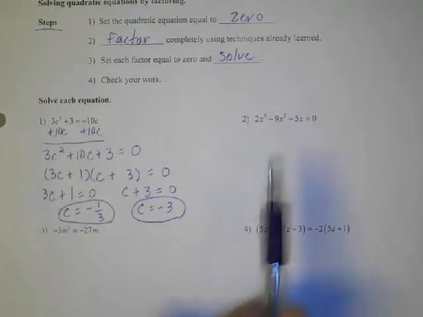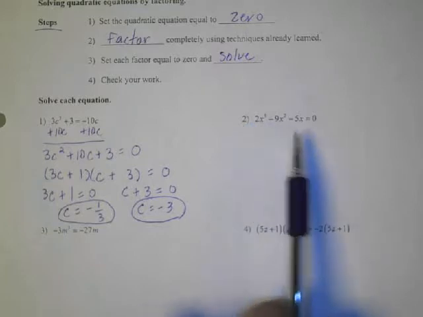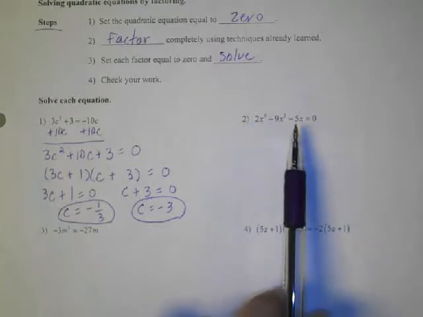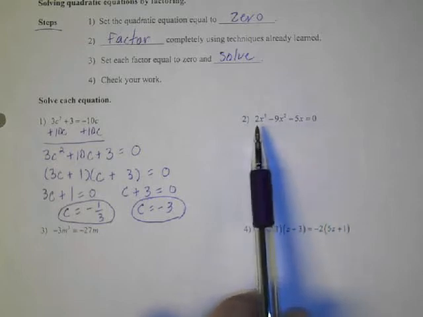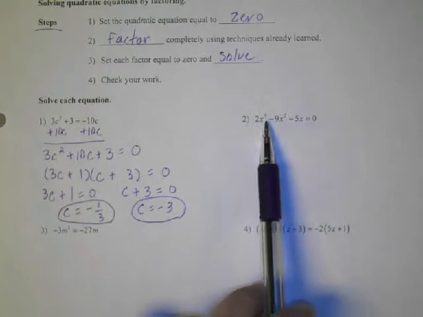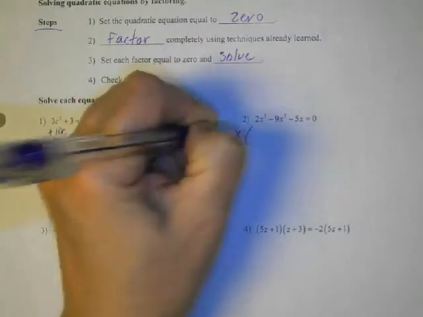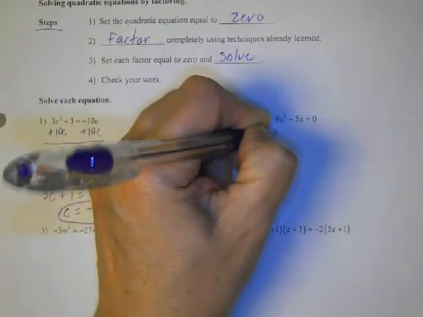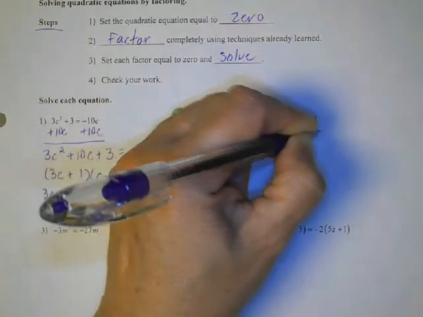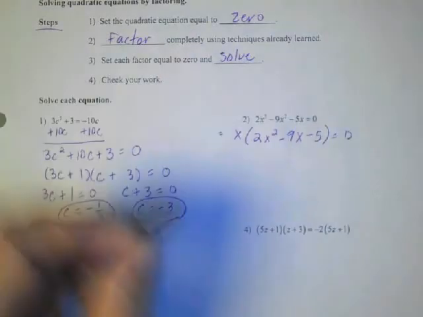Let's try again. Problem 2 is already set to 0, but it has a GCF. Notice its power is 3. If we have a power of 3, that means we're going to get 3 answers. I'm going to take out x, and I'm going to get 2x squared minus 9x minus 5 equals 0.